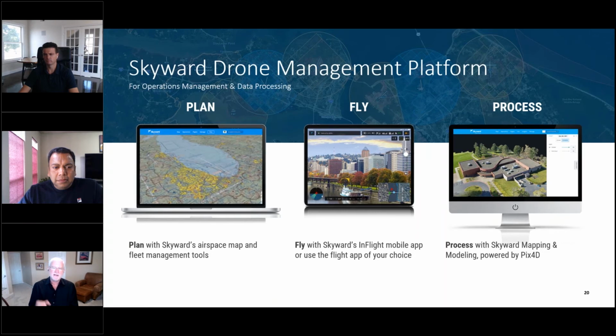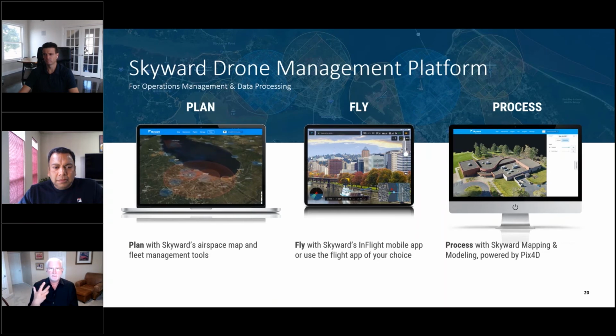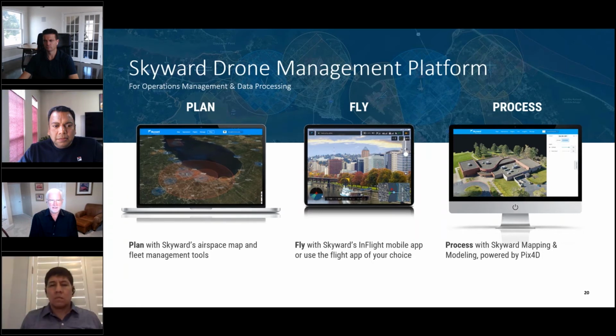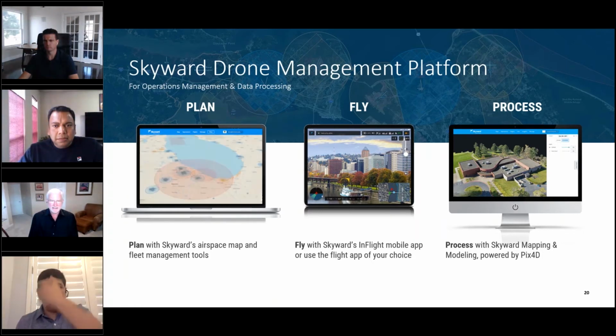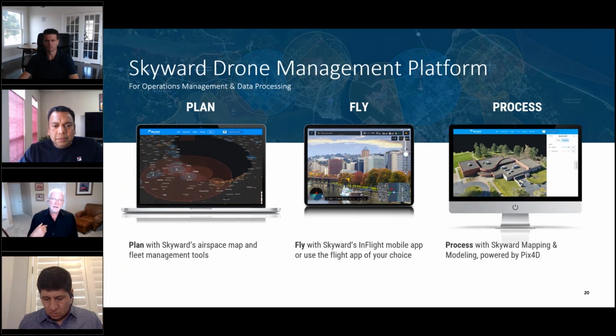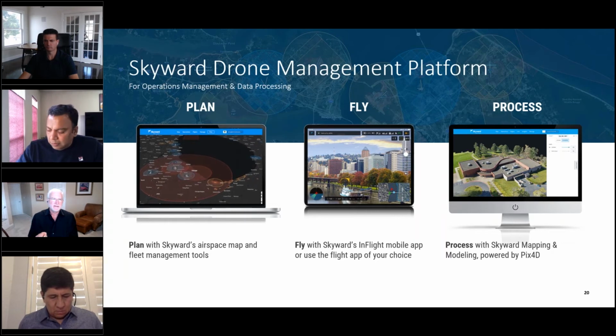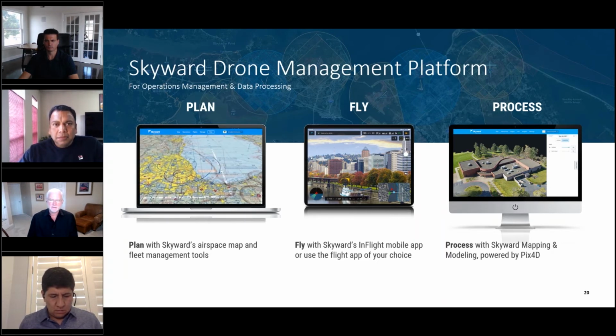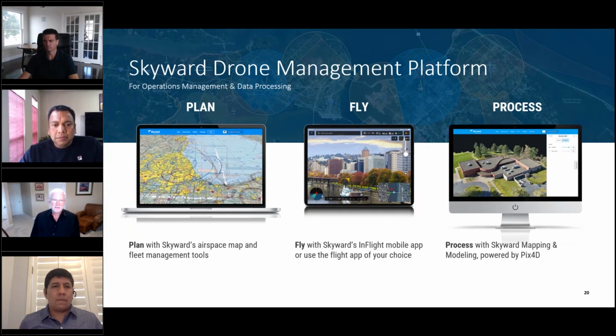They can plan their flights, and then we have a mobile app that allows them to fly their flights, gather the data they need, and then that could also be uploaded to the customer's platform for analysis, or through our platform, you can create 2D and 3D models and use those tools that we also have. So we have flexibility with respect to that. Next slide.